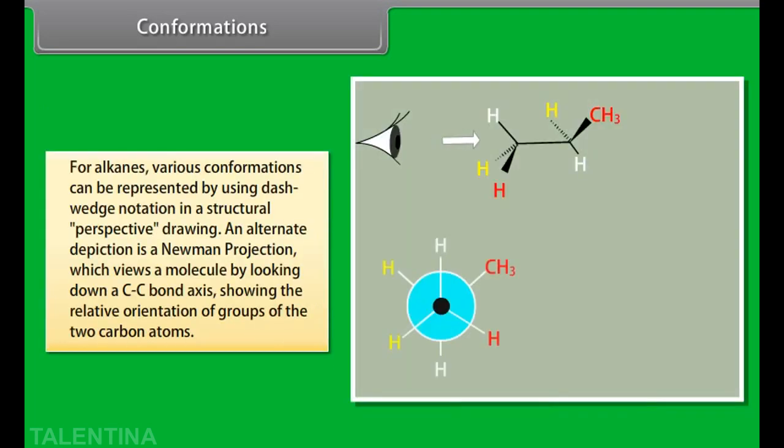For alkanes, various conformations can be represented by using dash-wedge notation in a structural perspective drawing. An alternate depiction is a Newman projection, which views a molecule by looking down the C-C bond axis, showing the relative orientation of groups of the two carbon atoms. Conformational analysis of ethane.